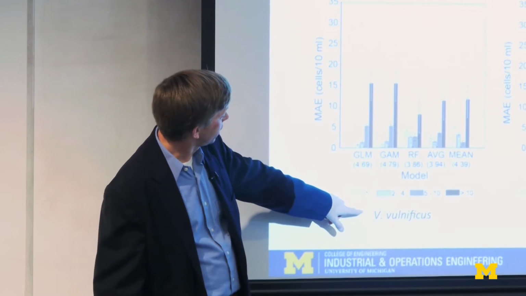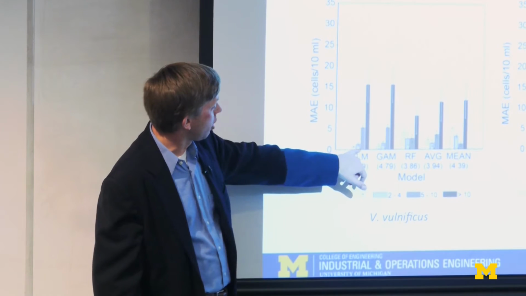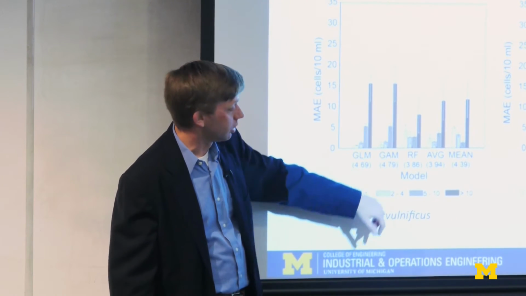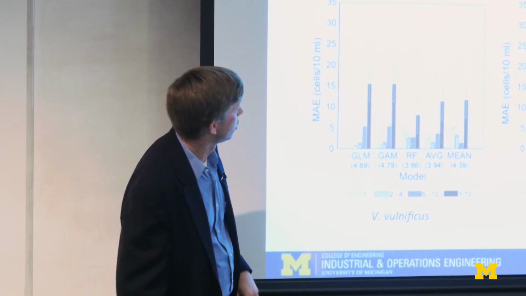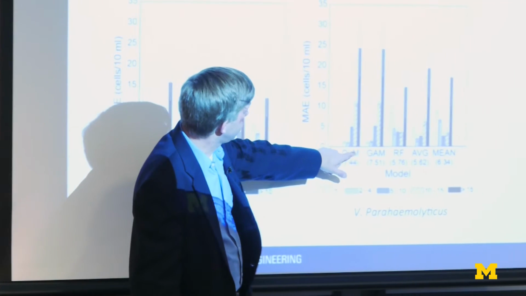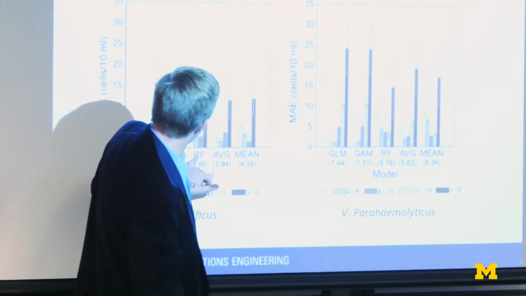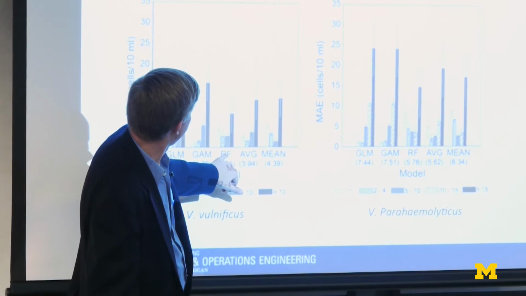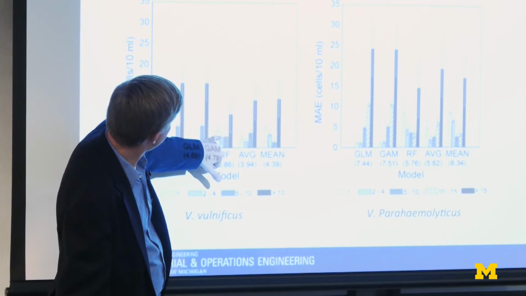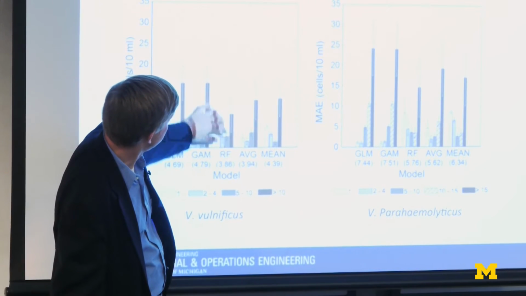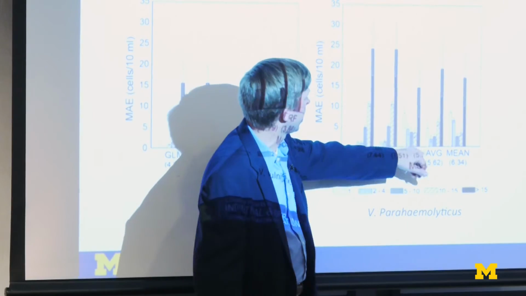So when we look at vulnificus, the prediction errors are the smallest for the lowest concentrations, and they're kind of big for the higher concentrations. When we look over here, we see something similar, but once you get into the better models like the random forest, you can see it's better in this kind of 2 to 10 range, and on the ends it's not so good, and we see a similar pattern there.